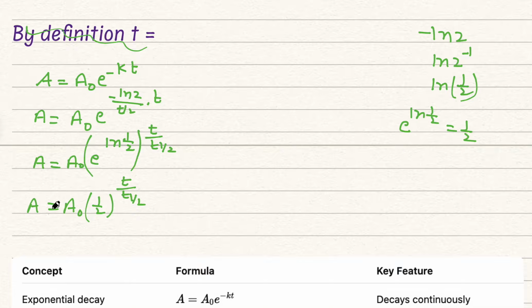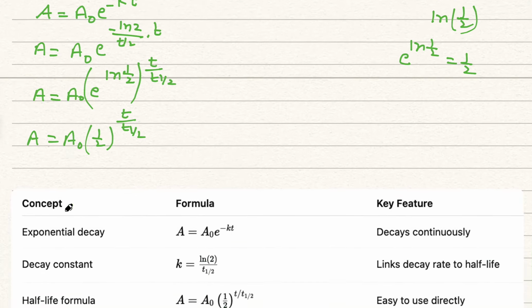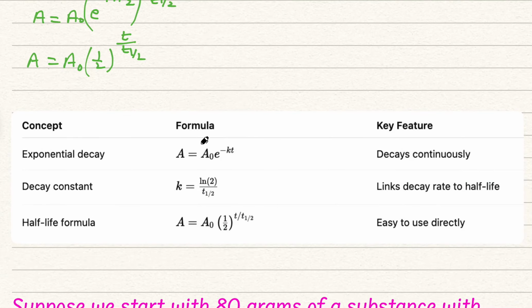So this is the direct formula for half-life. We now have three different formulas. One is exponential decay, the original general formula: A is equal to A naught e raised to the power this. It decays continuously, that is why we are using e. And e is not used in the case of the discrete decay formula, so you have to go to the previous section to check the difference between discrete and continuous. And we have derived that k is natural log of 2 over half-life, and the half-life formula is this direct one.